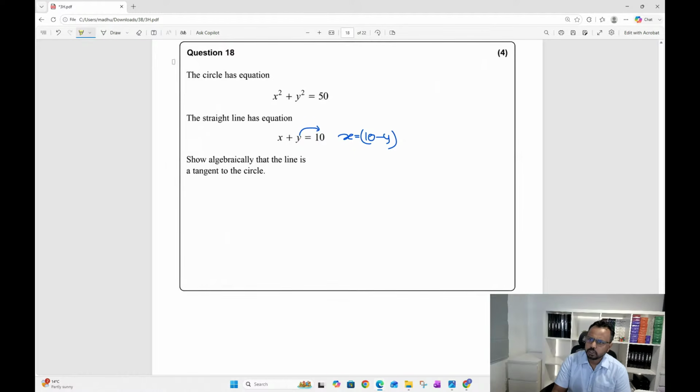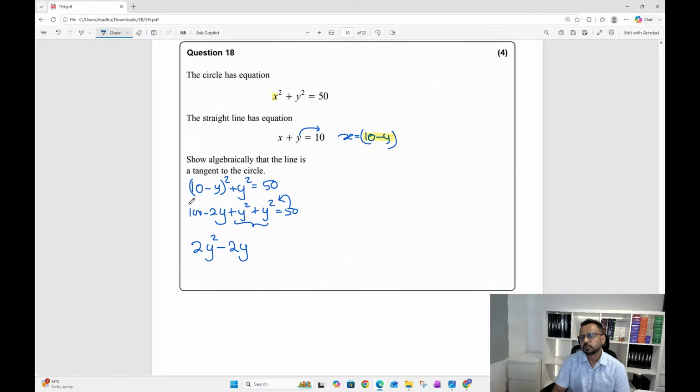Now, what can I do? Substitute 10 take away y instead of this x here. So, 10 take away y, everything squared, plus y squared is equal to 50. So 100 take away 2y and y squared and another y squared is equal to 50. Move the 50 to the other side. So we have y squared plus y squared gives me 2y squared. Take away 2y here. 100 take away 50. That's 50 equals 0. I can divide the whole thing by 2.